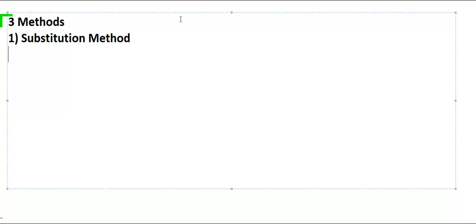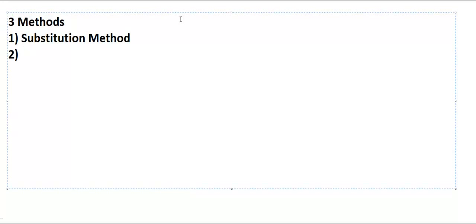So to start off, there are 3 methods for solving a system of equations. Let's see, the 3 methods that we'll explore. The first is called the substitution method. And the substitution method is a method that works well. It always works, and it's really the simplest one to understand. You've probably already done it, you just didn't know that's what it was called.